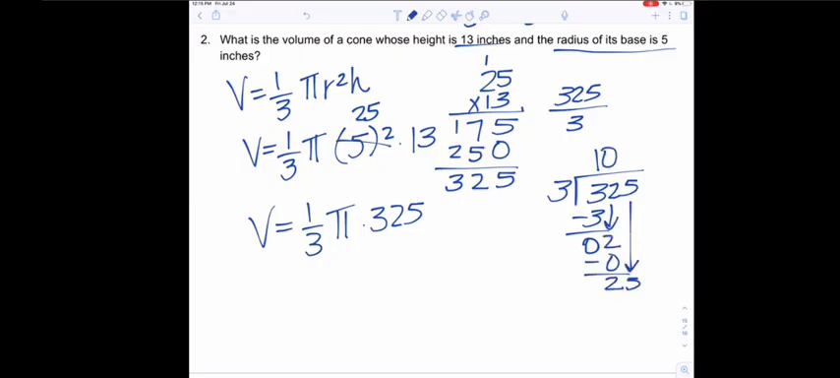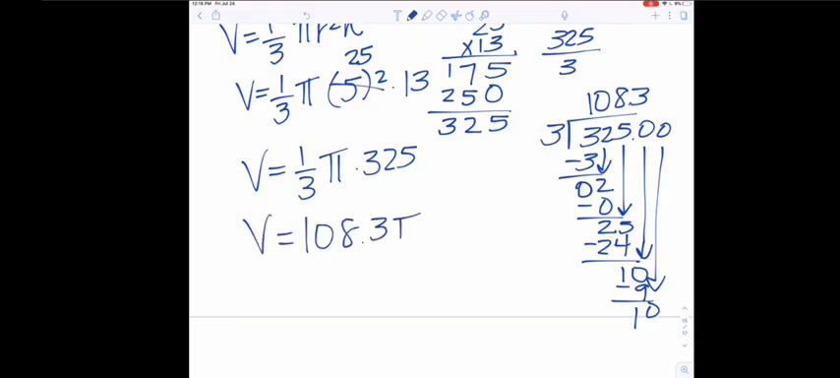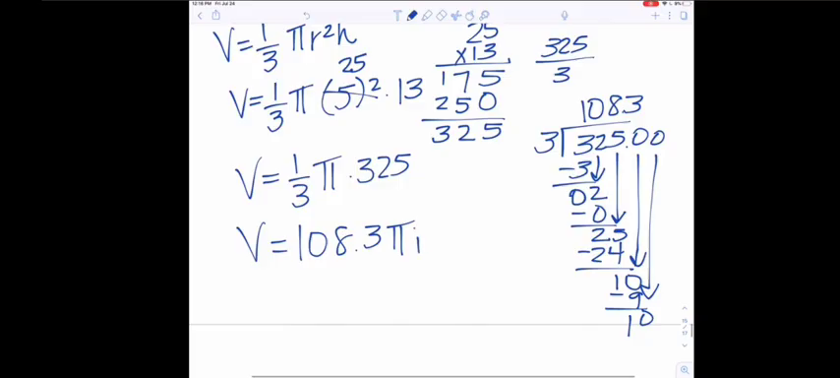Bring down the 5. 3 goes into 25 8 times. 3 times 8 is 24. I can add a decimal, bring down a 0. 3 goes into 10 3 times. 3 times 3 is 9. 10 minus 9 is 1. I can keep bringing down zeros, but I'm going to notice that I'm just going to keep repeating 3. Okay, so I'm going to leave it there. Volume equals 108.3 pi, and that is in inches cubed.